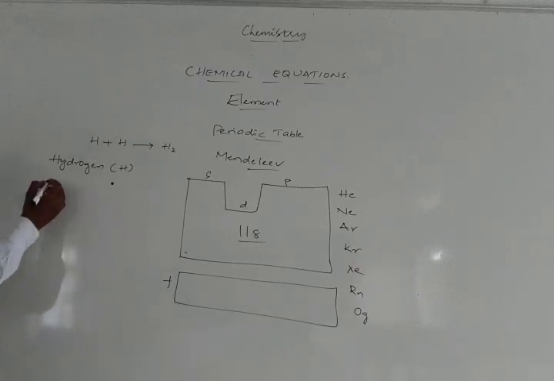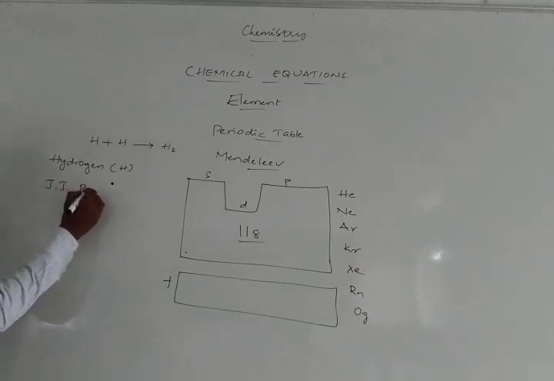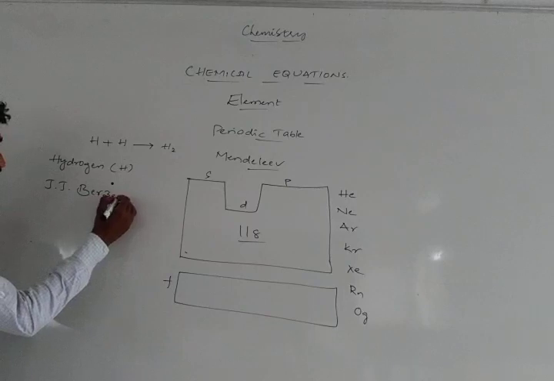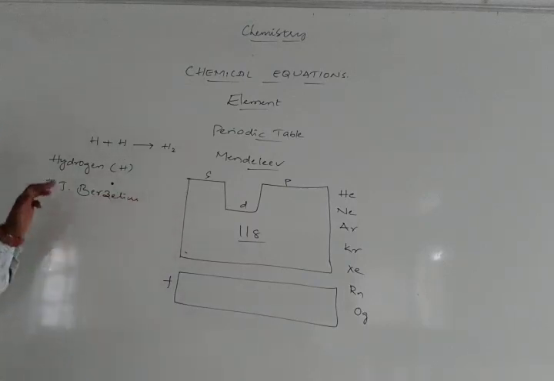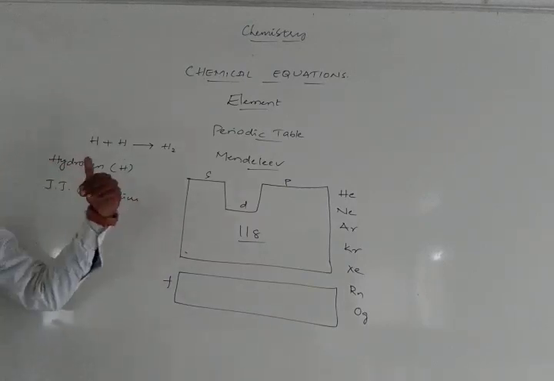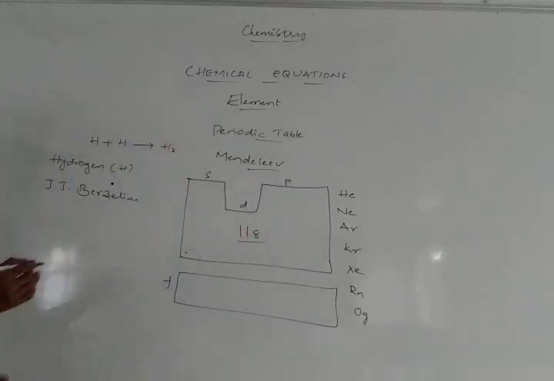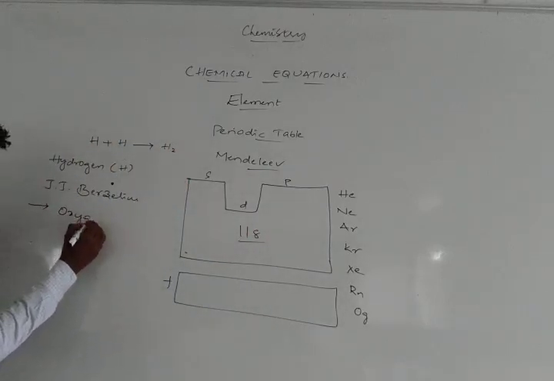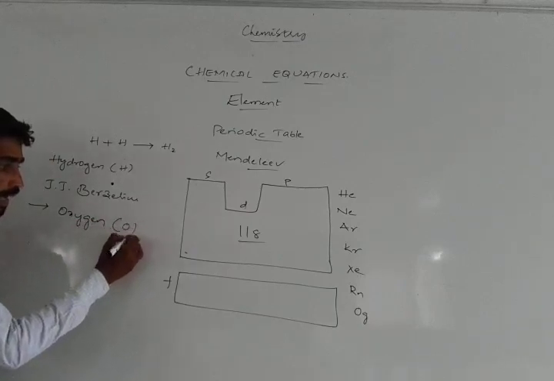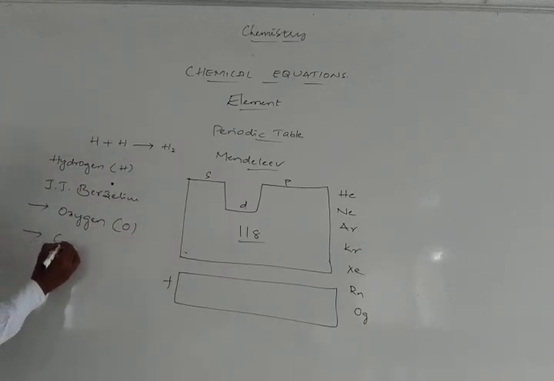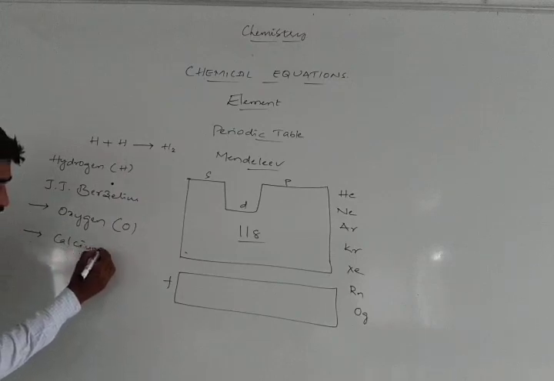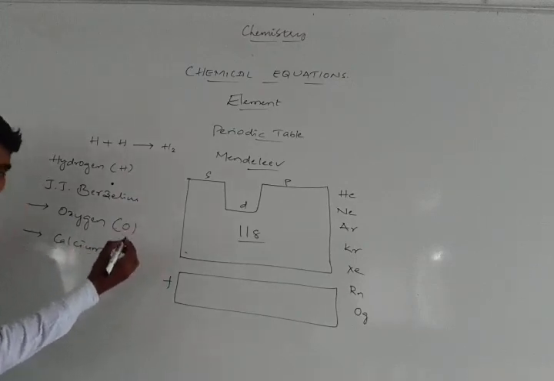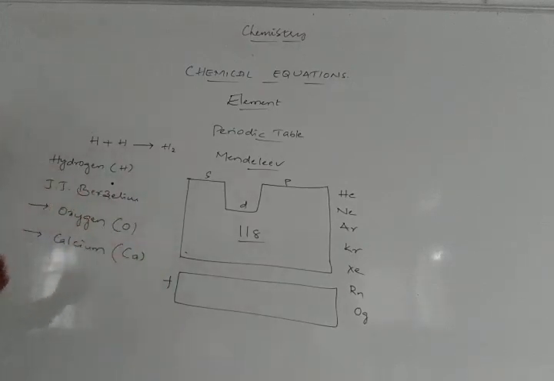A scientist called J.J. Berzelius started using this symbolic form. So how is the symbol assigned? The symbol is assigned from the starting letter. For example, oxygen is assigned the symbol O. And suppose calcium: it is represented with the starting letter capital and the second letter small.